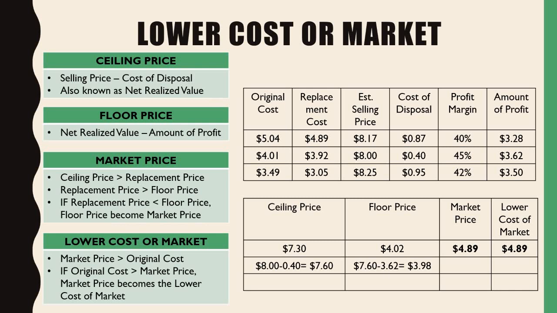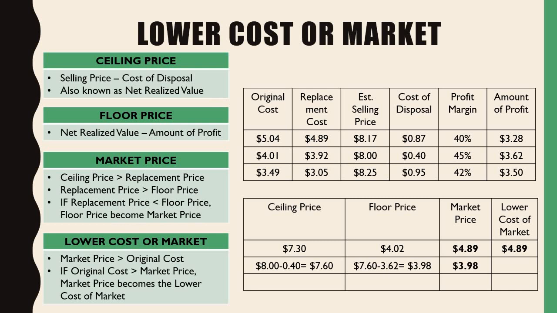Now, let's put that in numerical value order. Which one's the highest one? Obviously, 760, so that's my highest number. Which one's the lowest one? 398 compared to 392? 392 is lower. So that's my lowest one, 392. That means I'm left over with my floor price of 398 because that falls in between those two numbers. So therefore, my market is going to be 398.